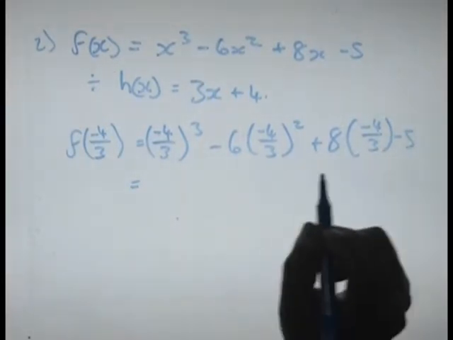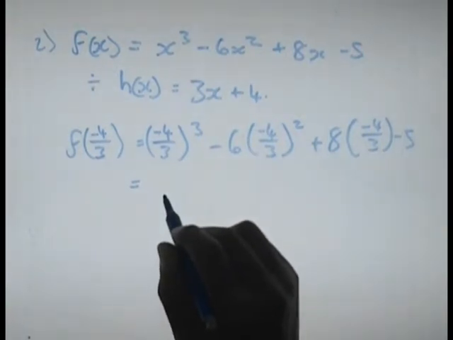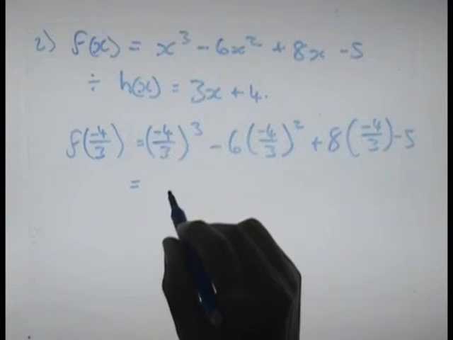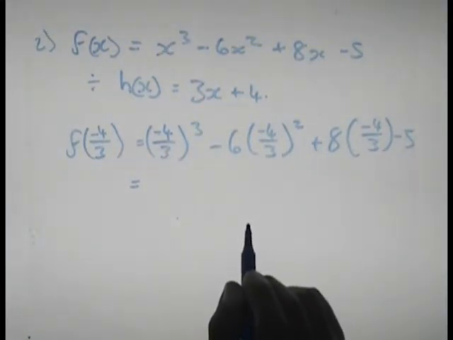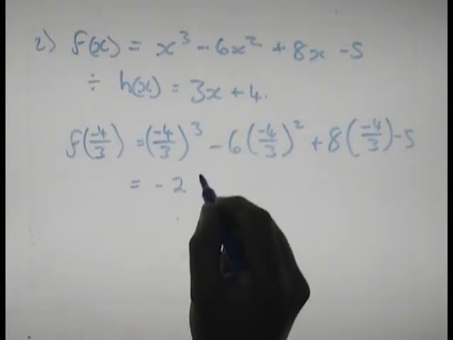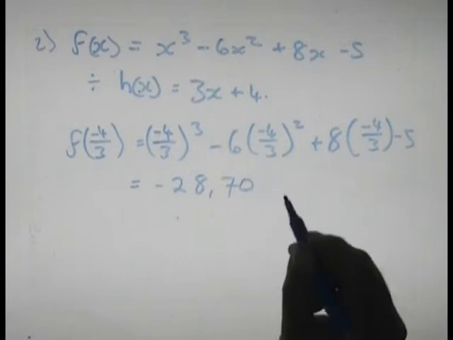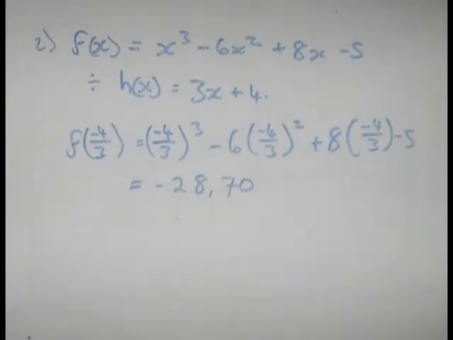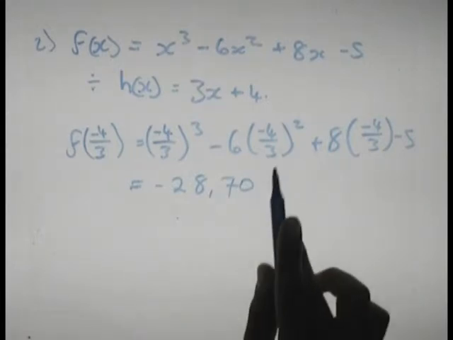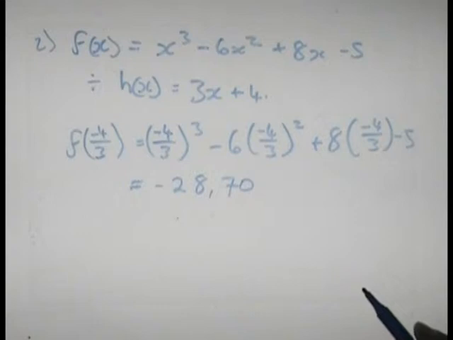Plug that all into your calculator if you want to. Usually works out much faster. And that will give you an answer of negative 28.7, or negative 28.70 roughly. And that's your remainder when you divide f of x by h of x.